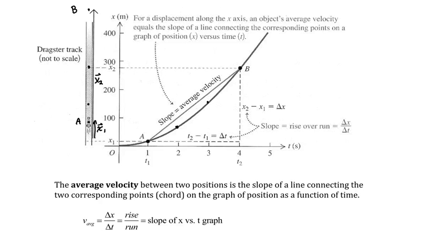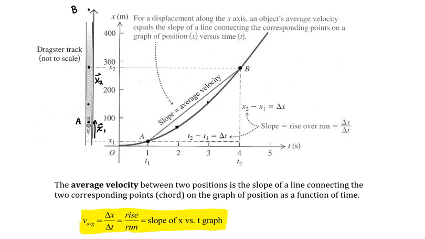So the big idea here is that if you take the slope between 2 points on that curve, you get the average velocity. This is a very important point. And so you should remember that the slope of a position time graph always gives you average velocity.